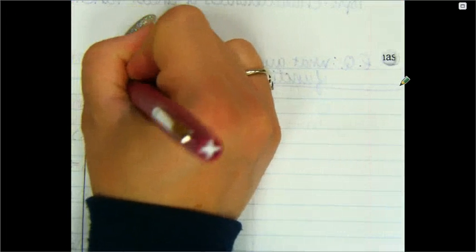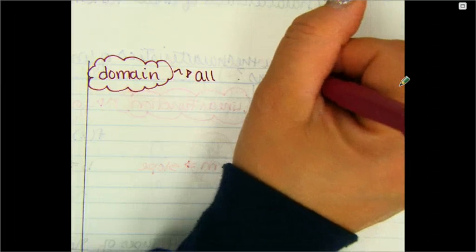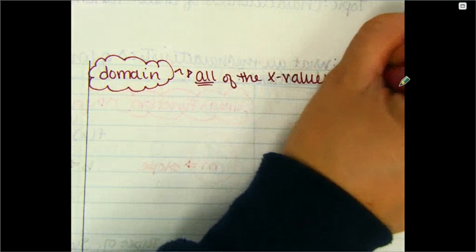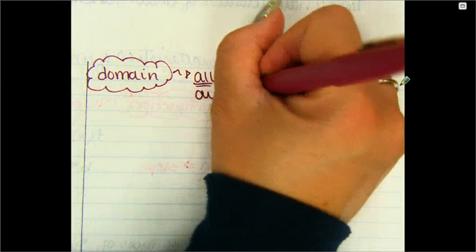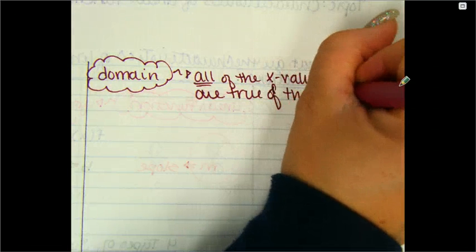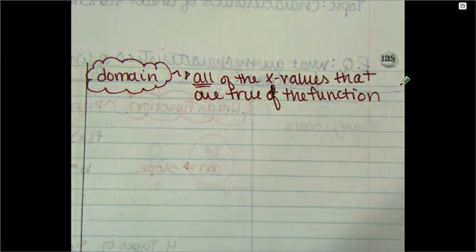Let's talk about another word. We have another word called domain. Has anyone heard the word domain? Yeah? It's your input. So now this one's going to say, since we're talking input, we're talking about a line. It's all of the x values that are true of the function. All of the x values that are true of the function.